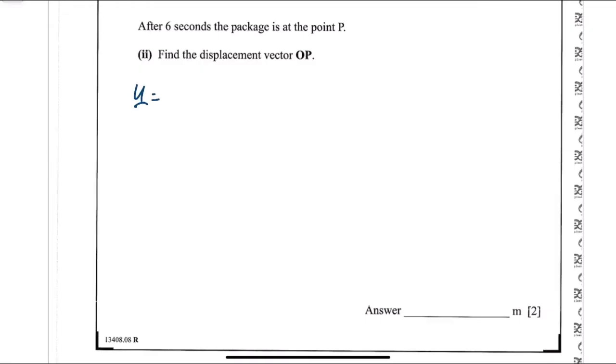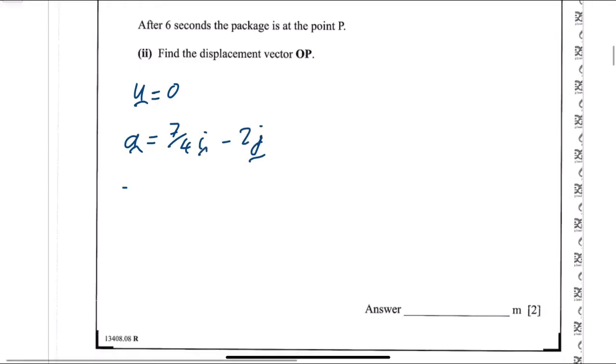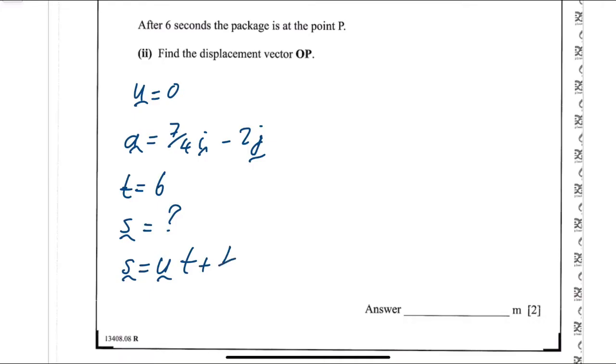It says next, after 6 seconds, the package will be at a point P. So it was initially at rest, it told us. The acceleration we've now worked out to be 7 over 4 i minus 2j. Your time is equal to 6, and we want to find the displacement at that time. So you're using vector s is equal to vector u times t plus a half times vector a times t squared. And then just fire everything in.